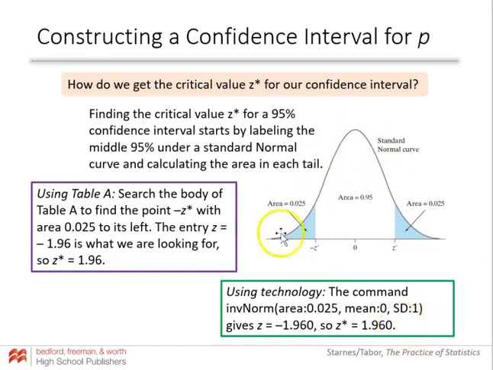Do you need to draw this curve every time for every problem? No. It's more just making sure you understand where this number is coming from. So for z star, we're going to do 100 minus our confidence level and then divide that by 2. That's the area that we want. And we can leave the mean as 0 and standard deviation as 1 always.